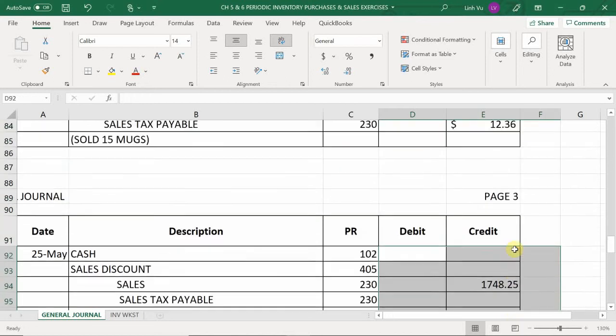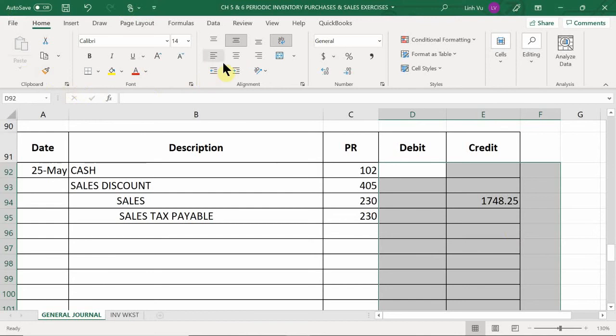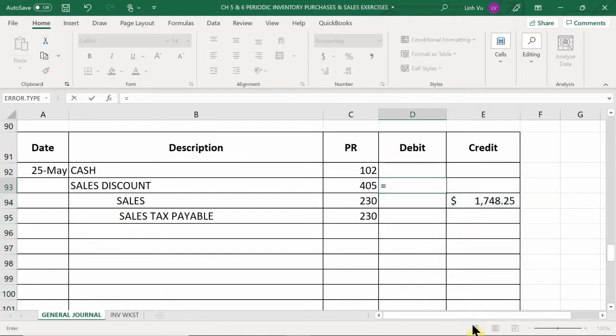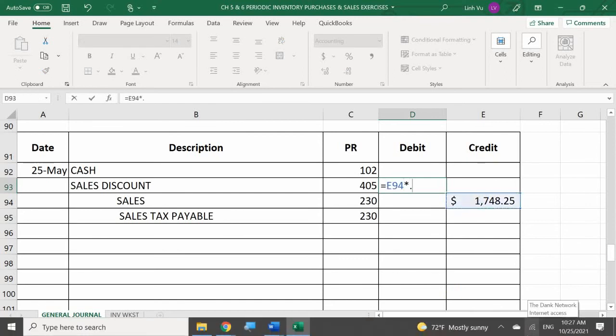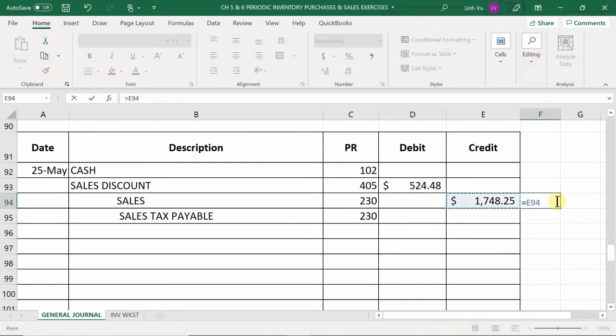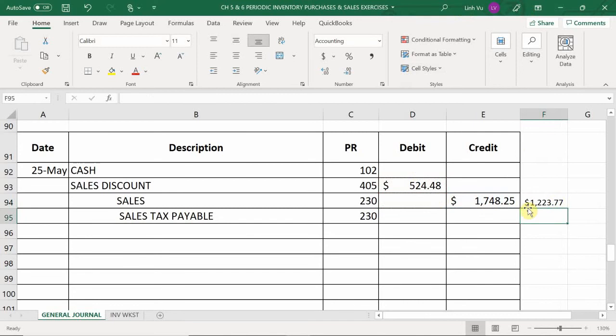Now, that's how many I sold in grand total. I have to recognize how much my grand total is for my total sales at original price. Then I need to find out how much the 30% discount is going to be. How much is my discount if it's 30% off? $524.48. So therefore, $1,223.77 is the amount that I can actually tax, because that's how much I actually sold.